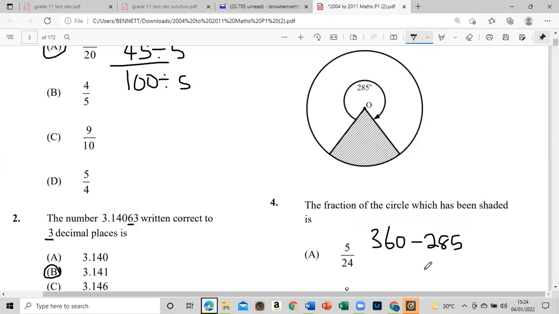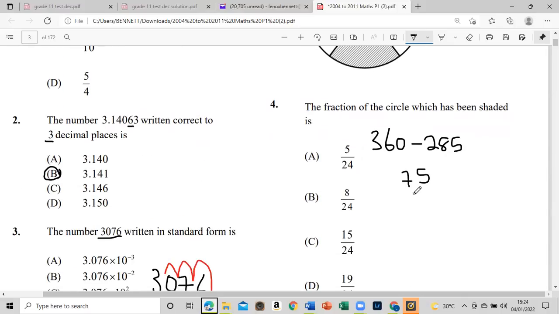Alright, so that's 75. So that portion is 75 out of 360. So we can find a number now to break it down, because it's 75 over 360.